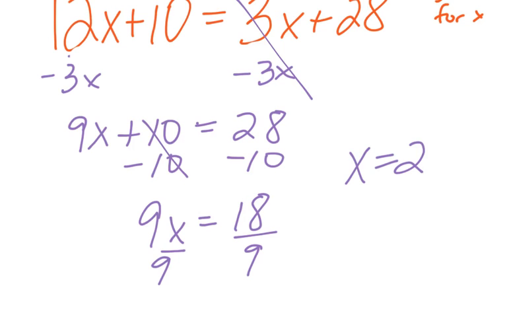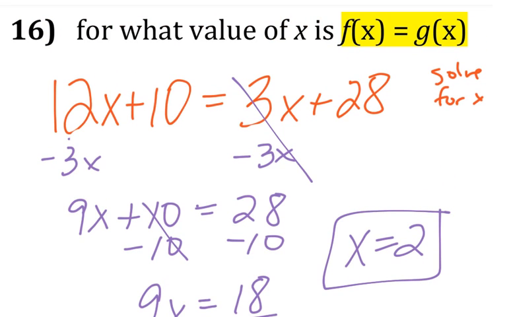So the answer is 2, and what that means is when x is 2, then f of x is equal to g of x. And you can check that by saying 12 times 2 is 24 plus 10. 3 times 2 is 6 plus 28. Is 24 plus 10 equal to 6 plus 28? And it actually is true. So there's no other value of x that would make that true.